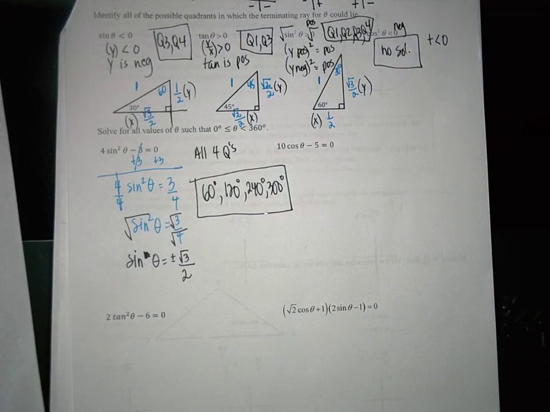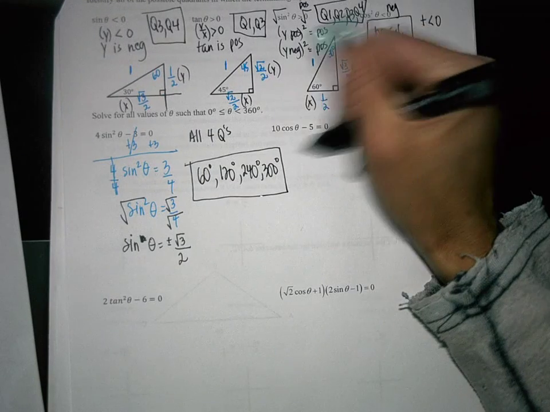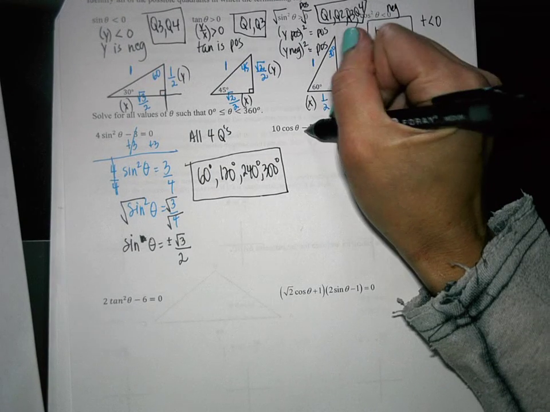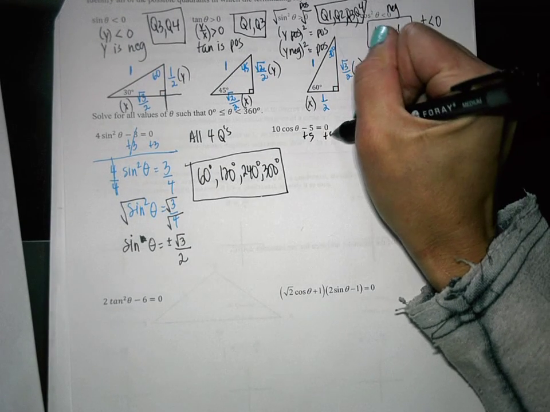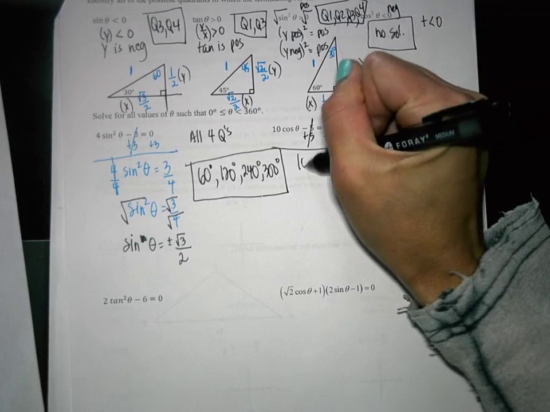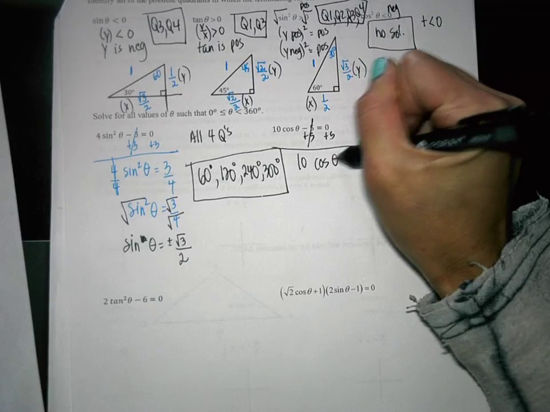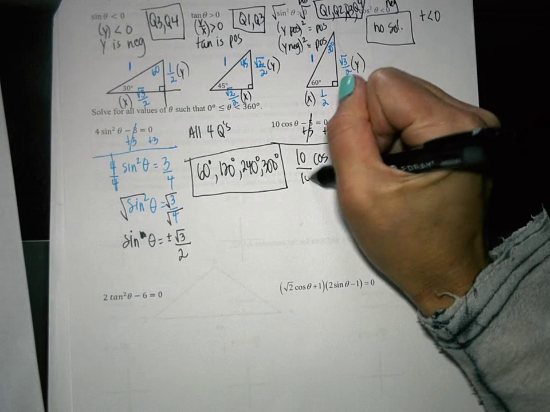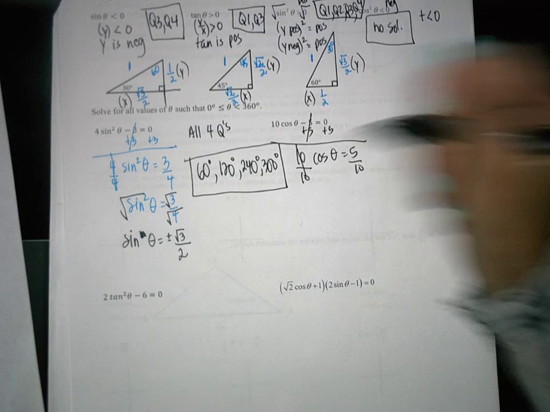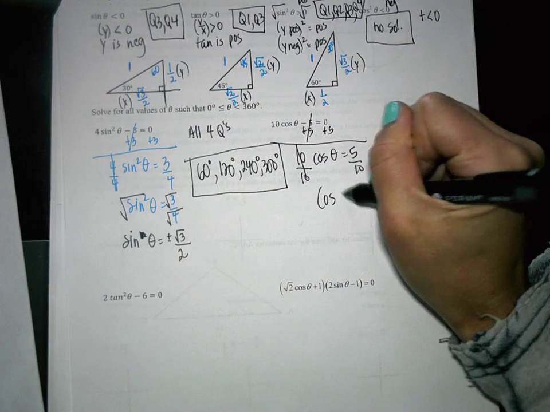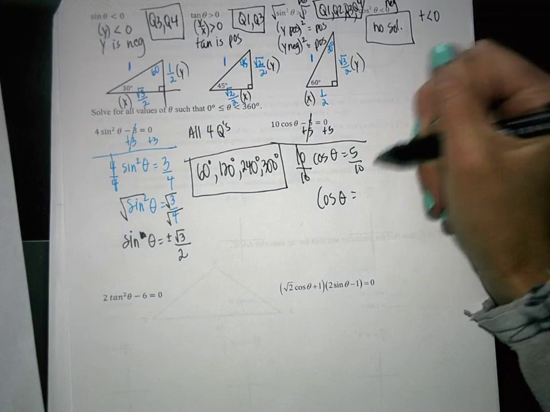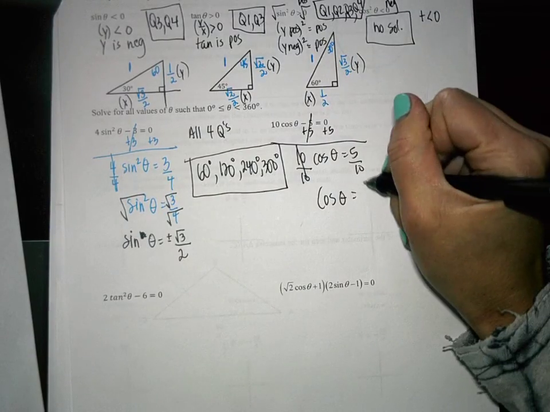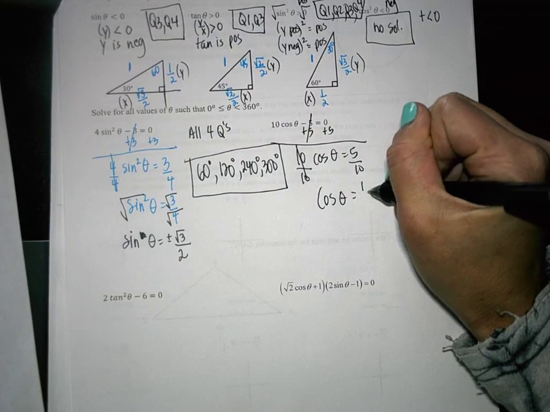Okay, next problem. So here we have to first solve for cosine. We add 5 to both sides. This eliminates. 10 cosine theta equals 5. In order to get cosine by itself, we're going to divide both sides by 10. These eliminate. We have cosine of theta equals, and we're going to reduce 5 over 10. And 5 over 10 reduces to be 1/2.